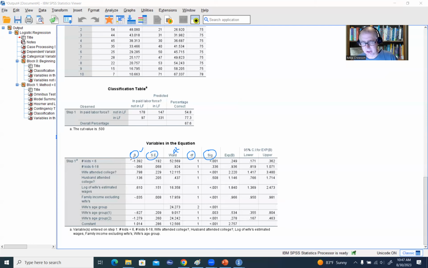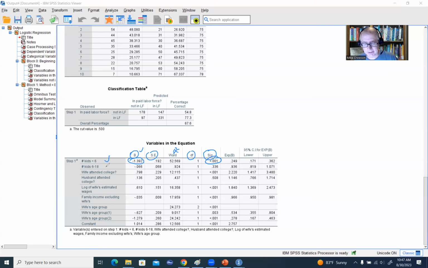So with a negative slope, like for instance right here with the kids less than 6, basically that negative slope that you see right here is conveying that the more kids that a woman had that's under 6, the lower the probability that she was in the workforce. And you can see that that predictor was statistically significant.